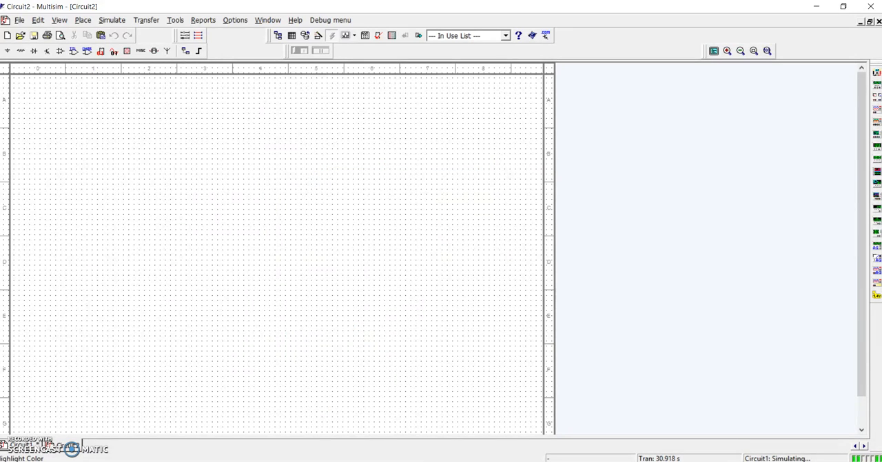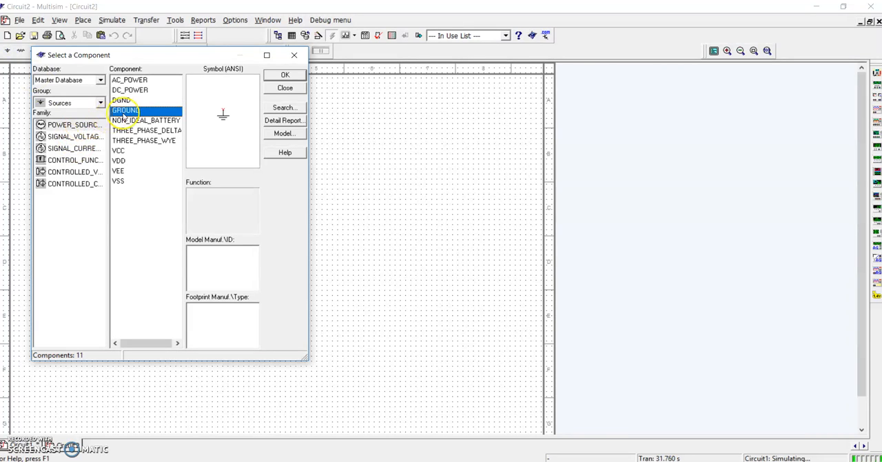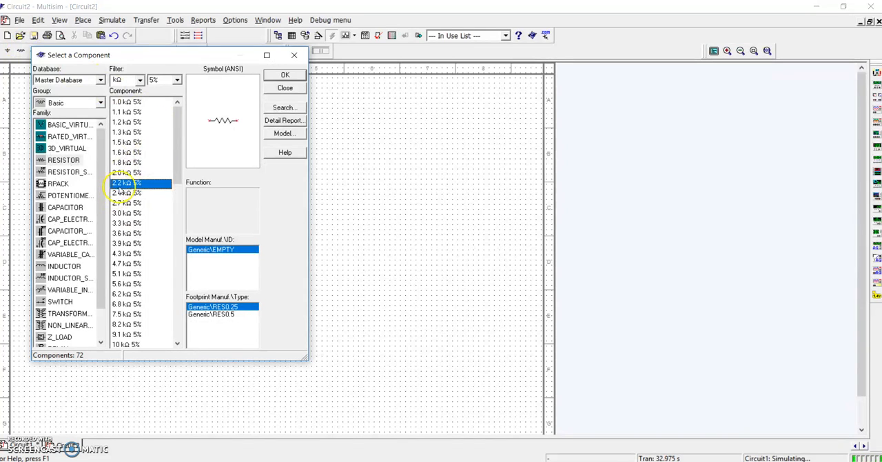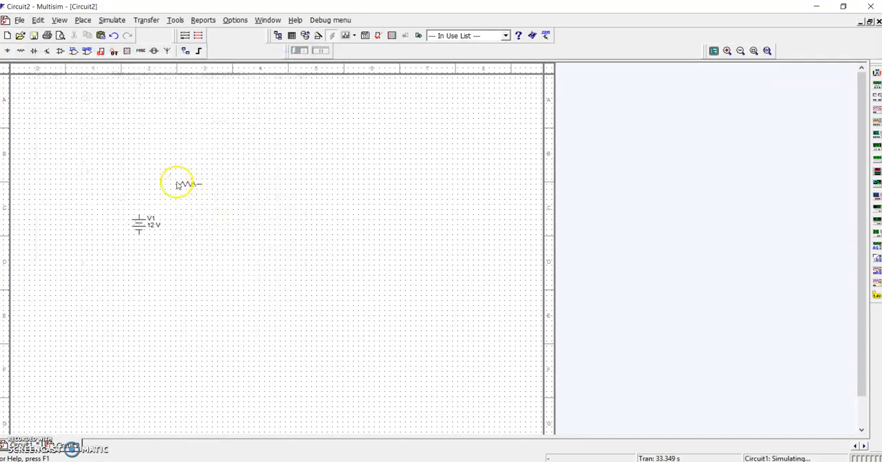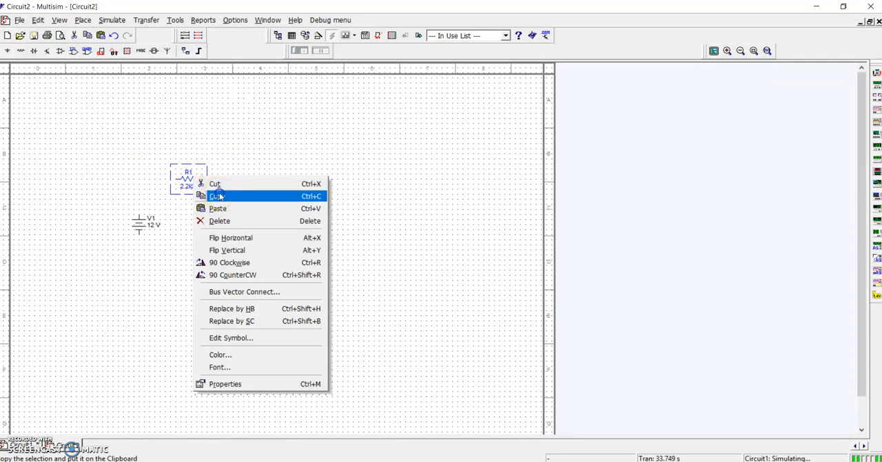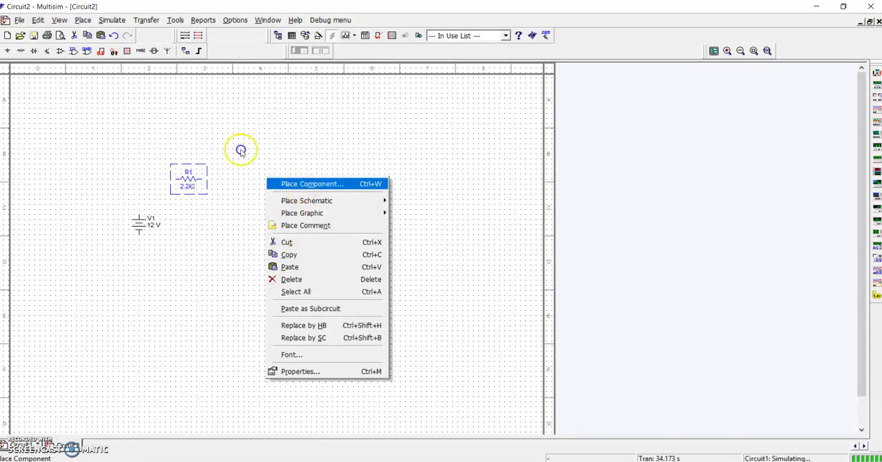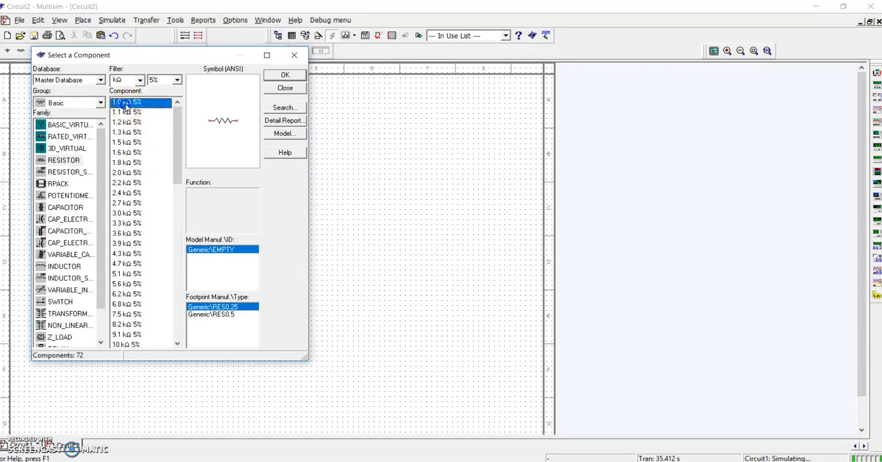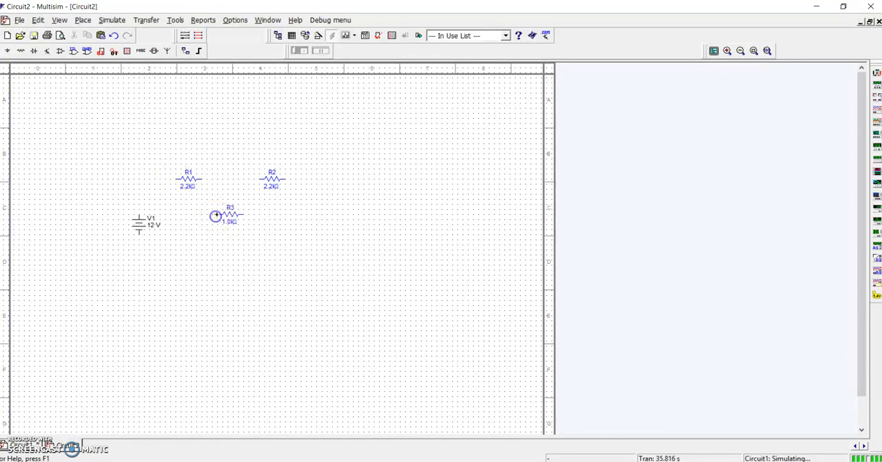So opening Multisim software, place a source, DC power. So adding a source, and next the resistance is 2.2 kilo ohm. Copy, paste. 2.2 kilo ohm and the load resistance, which is 1 kilo ohm. So right click and rotate 90 degrees clockwise.